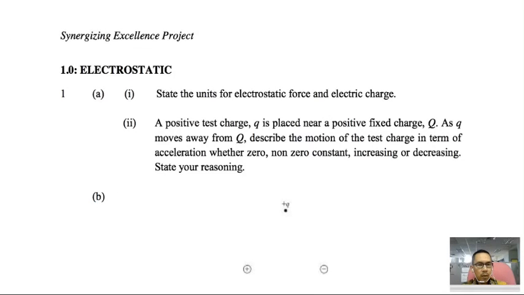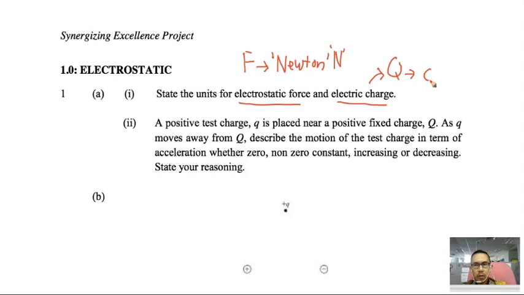Hello, this is SCP question, chapter 1, Electrostatic. Number 1, what is electrostatic force? So F, force, unit is a Newton, and the symbol is N. For the electric charge, it is referred to as Q, and the unit is a Coulomb, and the symbol is C, capital C.